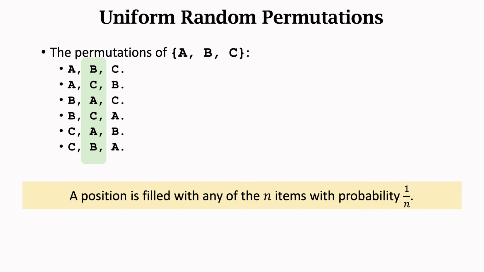For example, let's study the second position. The position can be filled with any of A, B, or C. 2 out of the 6 sequences have the second position filled with A. 2 sequences have the second position filled with B. 2 sequences have the second position filled with C. Clearly, the second position can be filled with any of A, B, and C, and the probabilities are all 1/3.